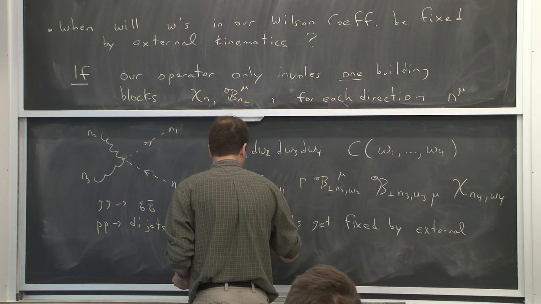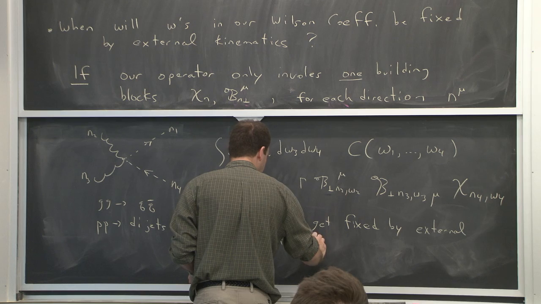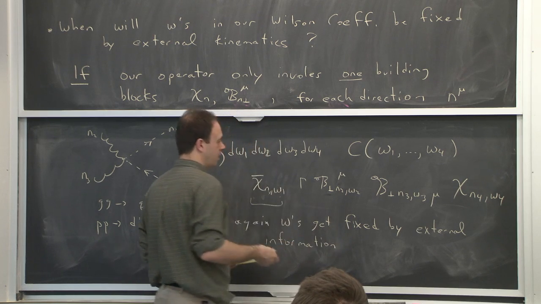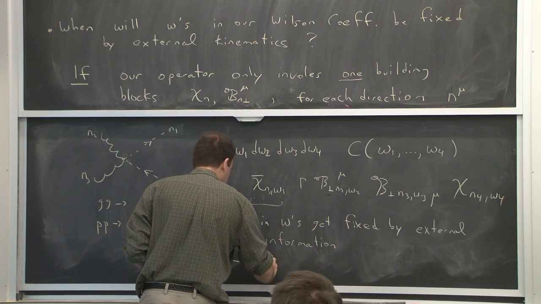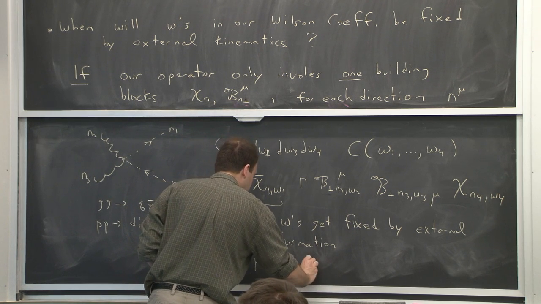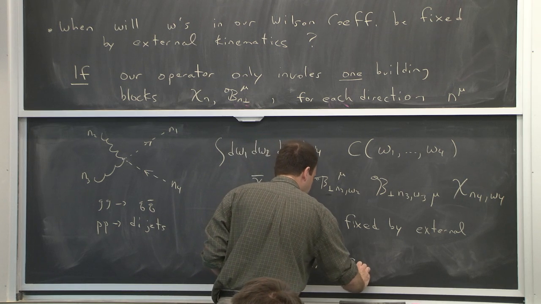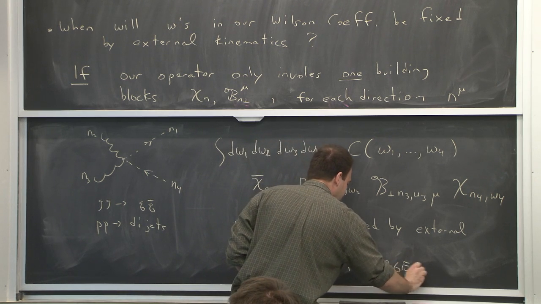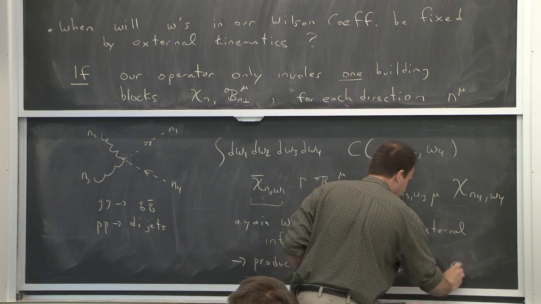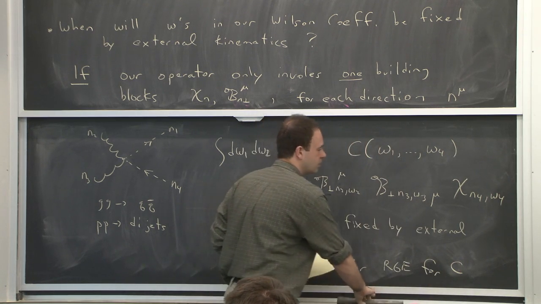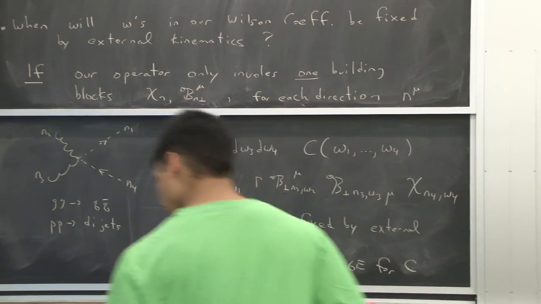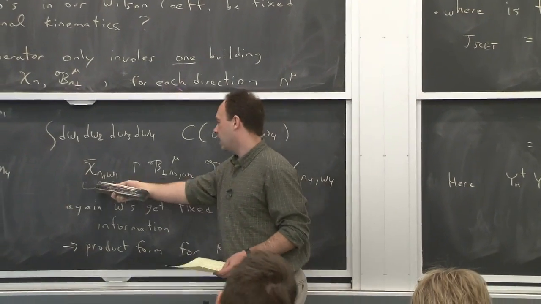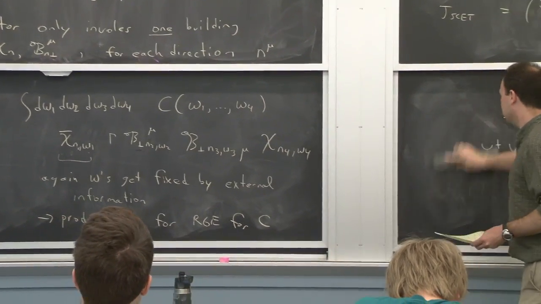So if we were to calculate the Wilson coefficient for this operator and do its renormalization group, it would again be of a product form. There's no convolution, just a product for this Wilson coefficient. OK, so when could that not be true? It could not be true if, for example, we had a chi-bar and a chi that were in the same direction.